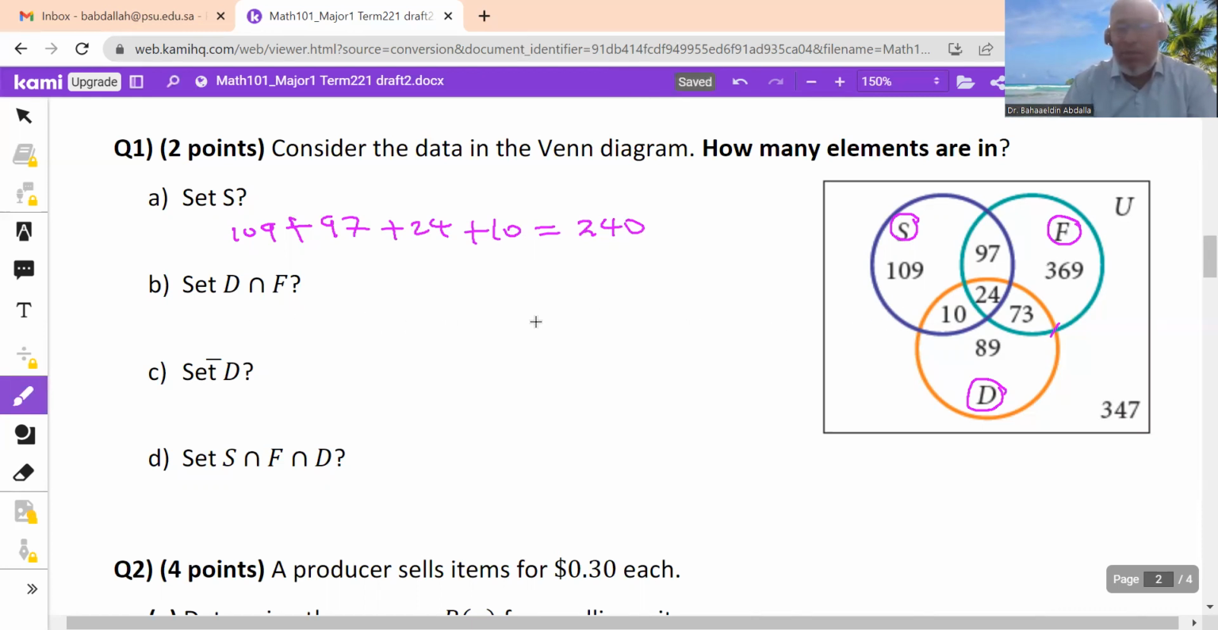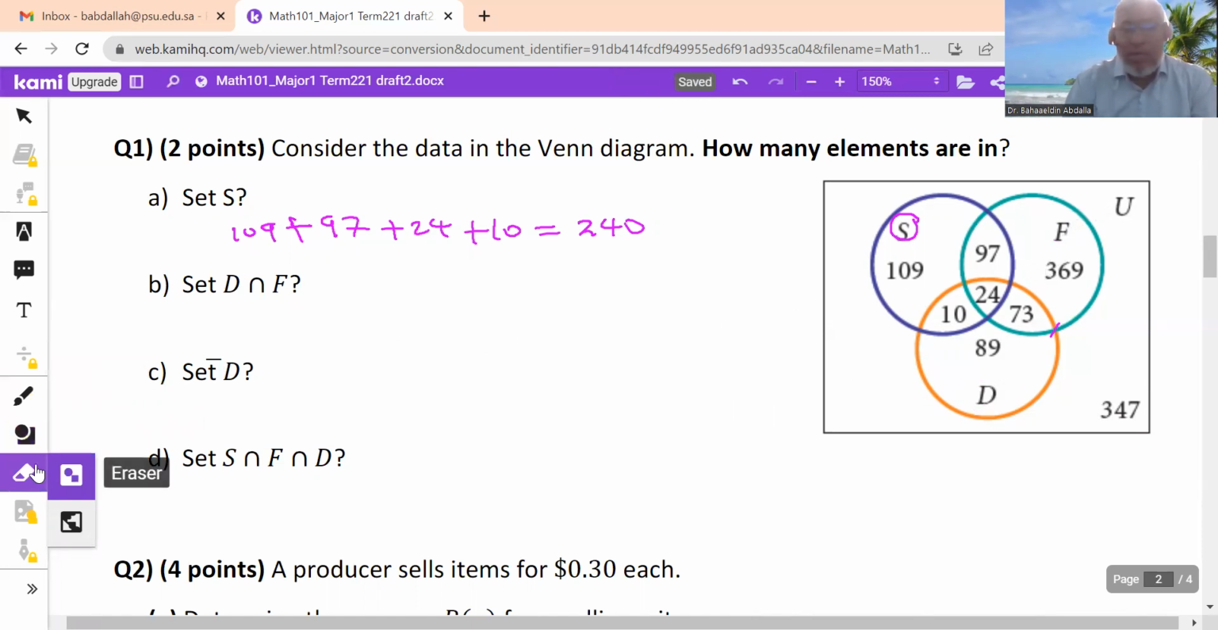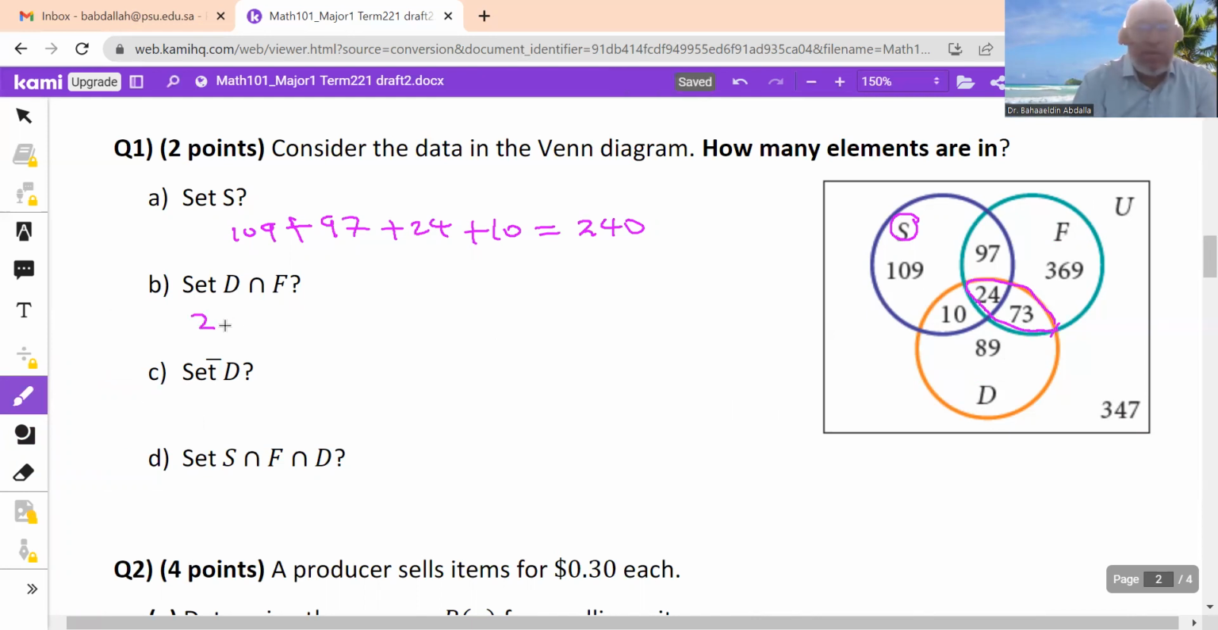Set D intersection F, this is the intersection, all the elements in D and also in F. So this is D, and this is F. Well, we need elements in both of them. So this is the intersection between D and F. So there are 24 plus 73 elements in the intersection, and the total is 97.